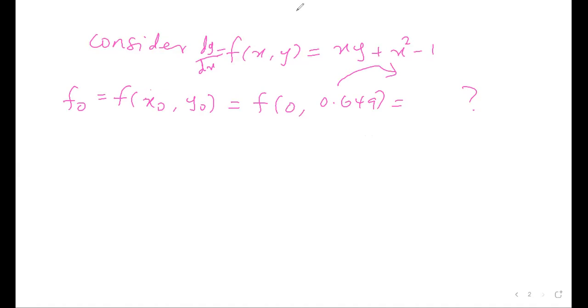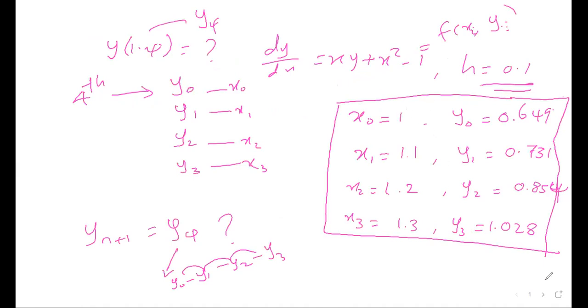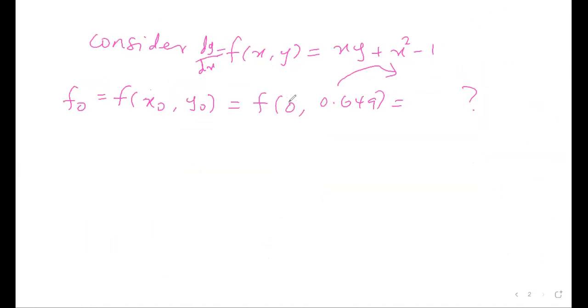Can you answer me quickly? Using the calculator, you can answer. So 0 times 0, so this will be 0 plus 0 minus 1. Very easy, no? Sorry, x naught, did I give you 0? Give me a second. Okay, it is 1, sorry.